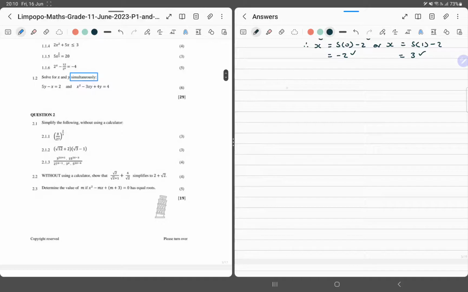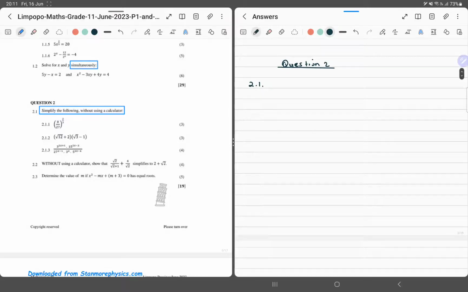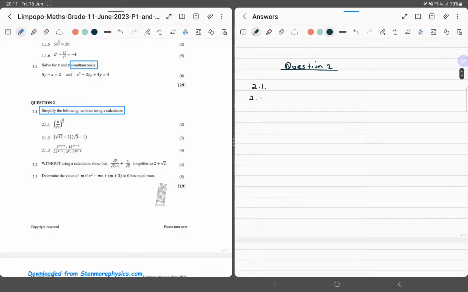So let's do question 2. Ideally, you should be doing this on a new page, but I really do not have that luxury, or should I say I don't have that restriction. Now question 2.1 says simplify the following without using a calculator. So this means we need to see every step using laws and rules that are acceptable in arithmetic. So this is still algebra, sorry. This is algebra. So 2.1 is divided into 2.1.1.